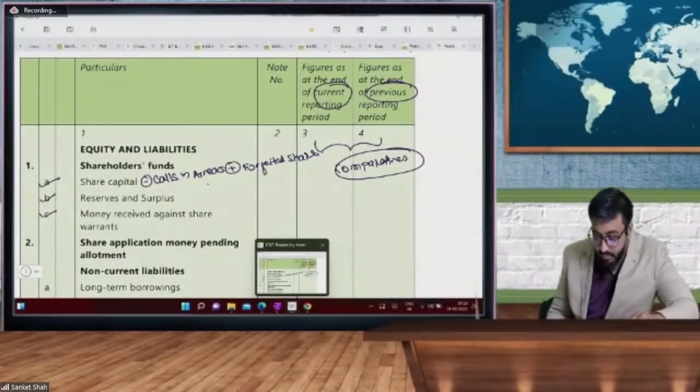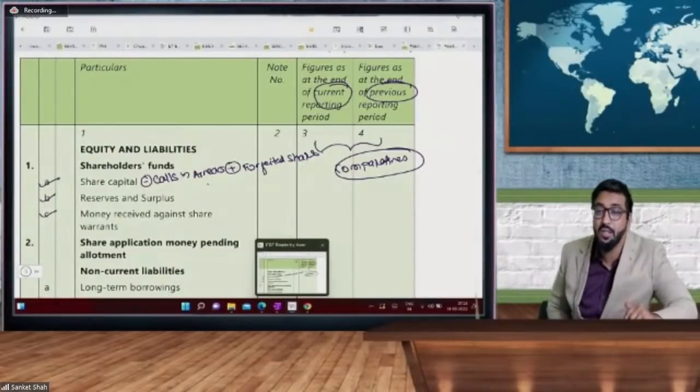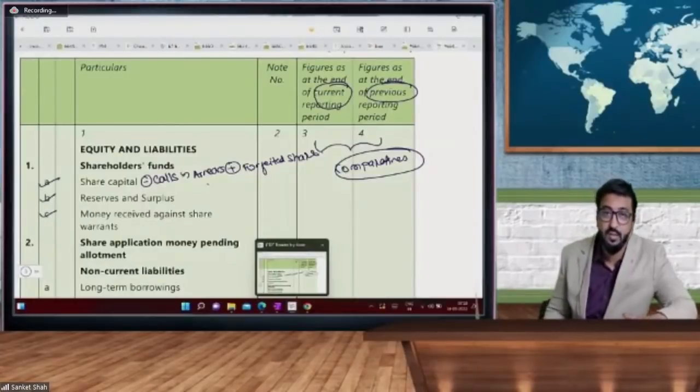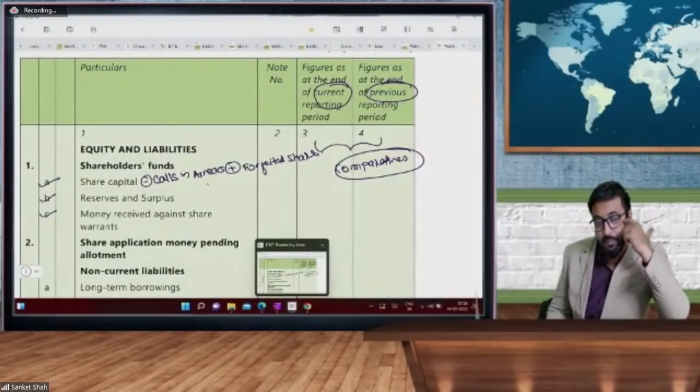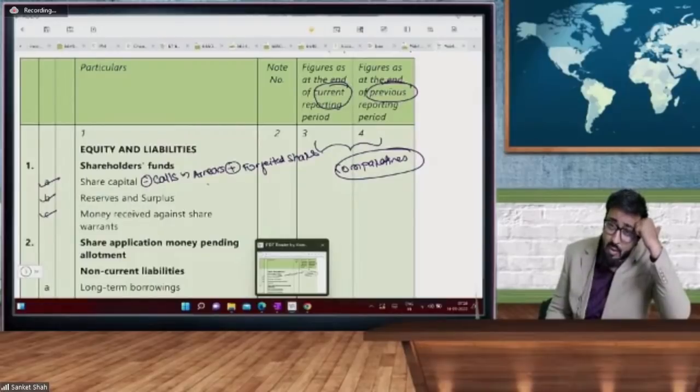Yes. Here we are going to see some additional information. So share capital, you understood it. Can you tell me why reserves and surplus are shown separately in company accounts? Anyone? Why do you have to present reserves and surplus separately?